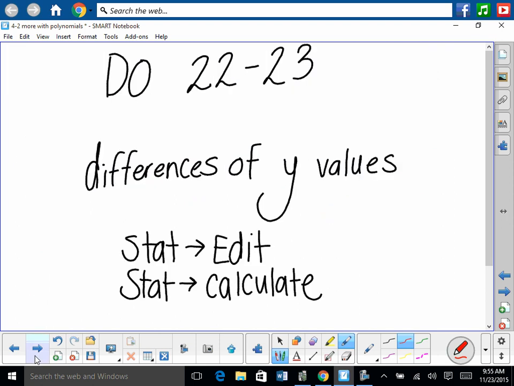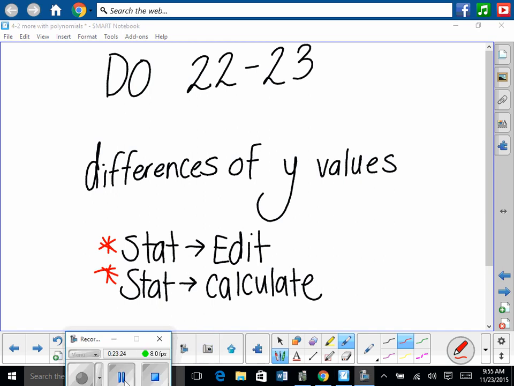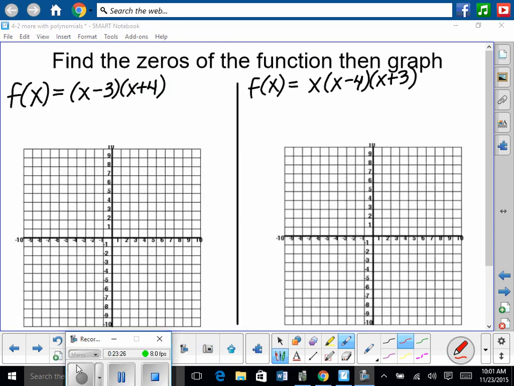Okay, do problems 22 and 23. Stat, edit, stat, calculate. Ready, set, go. Okay, next thing, guys, we got to keep moving along here.